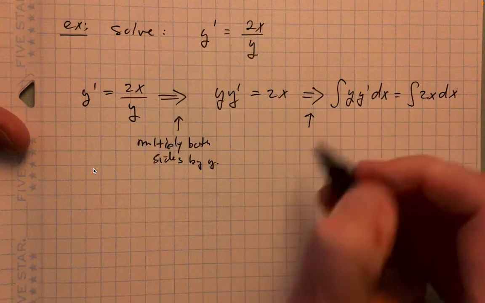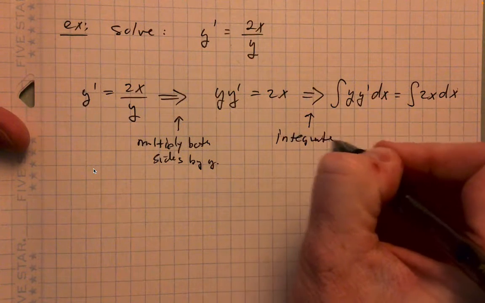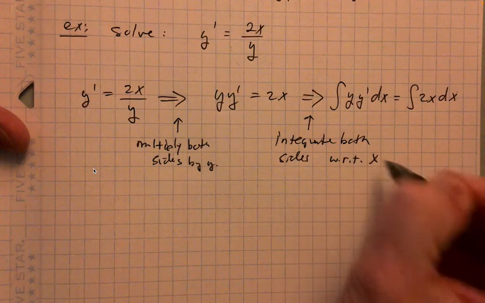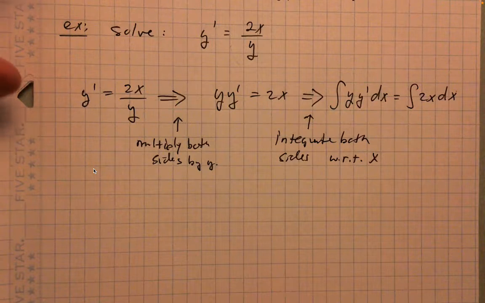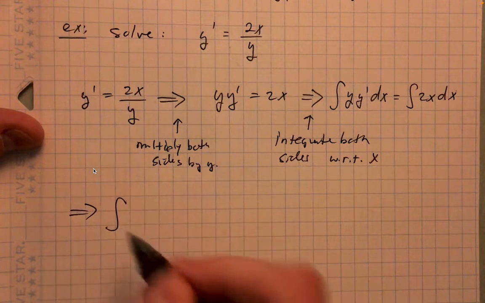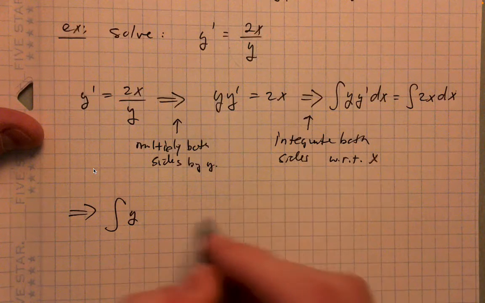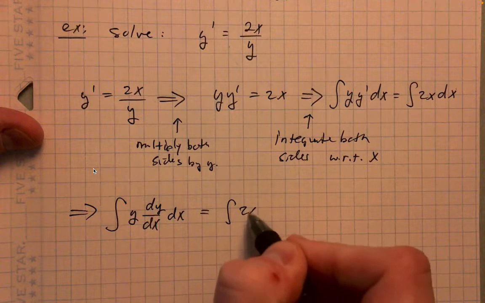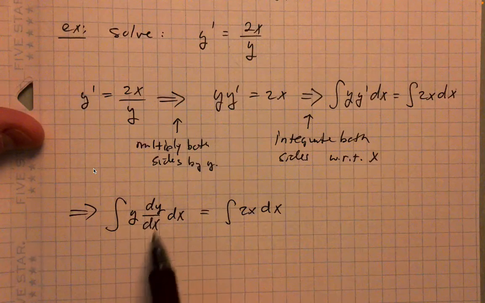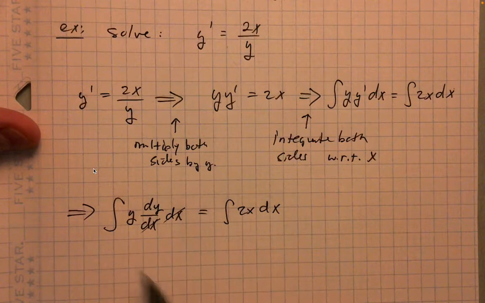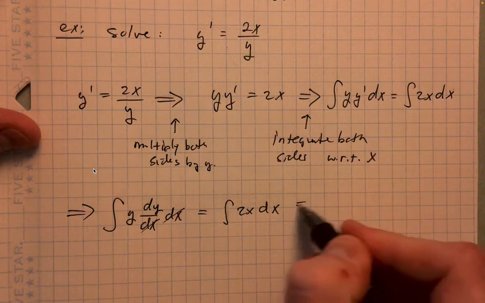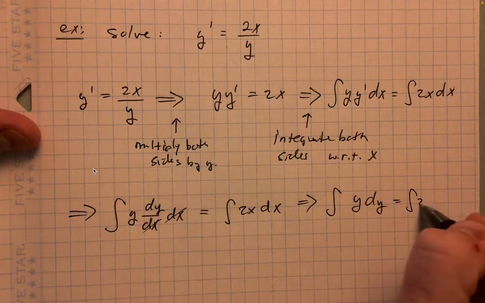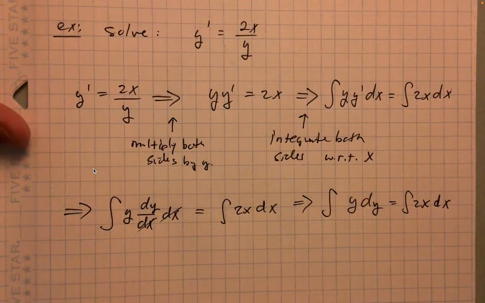Okay, so let me just make a note of that. Integrate both sides with respect to x. Okay. And so what does that mean? Well, we've got the integral of y, and then y prime, remember, is dy over dx. Okay, now notice what happens here. You've got sort of this sleight of hand cancellation that takes place, and we end up with the integral of y dy equals the integral of 2x dx.